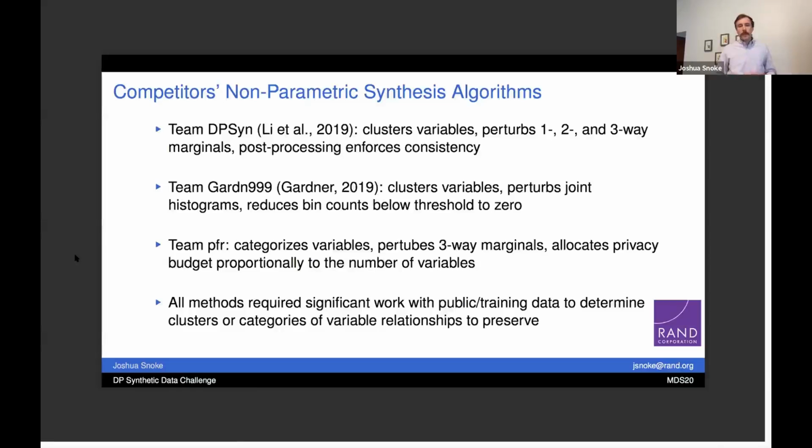So for all of these methods, the big work was on the front end of looking at the training data and figuring out what parts of the histogram to preserve and how to allocate the budget.